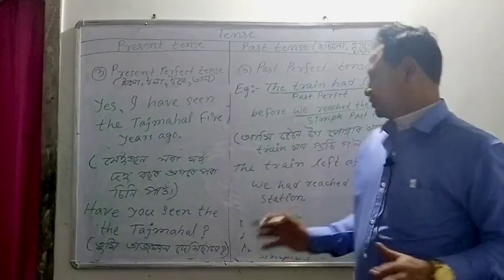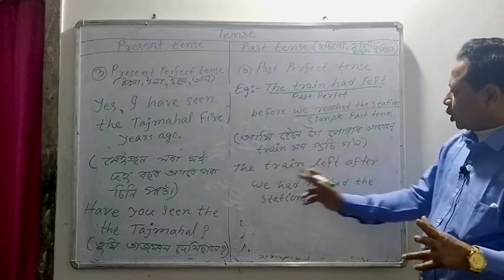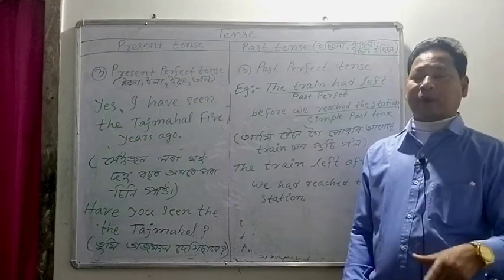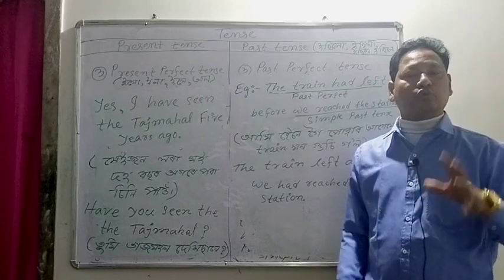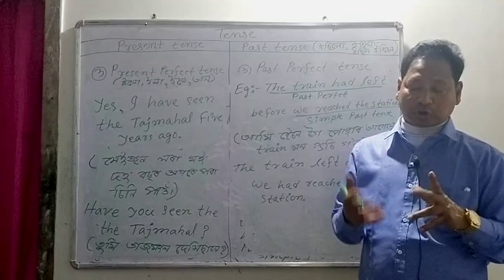Now see here again. The train left after we had reached the station. আমি ষ্টেচন গৈ পোৱাৰ পিছত ট্ৰেইনখন গ'ল. তাৰমানে কি হ'ল? This means reaching the station, we reach the station is before. আগতে আমি গৈ পোৱাৰ পিছতহে ট্ৰেইনখন গ'ল.